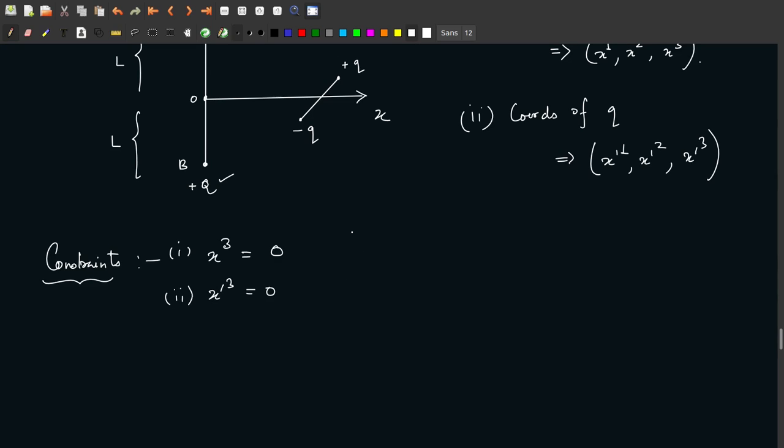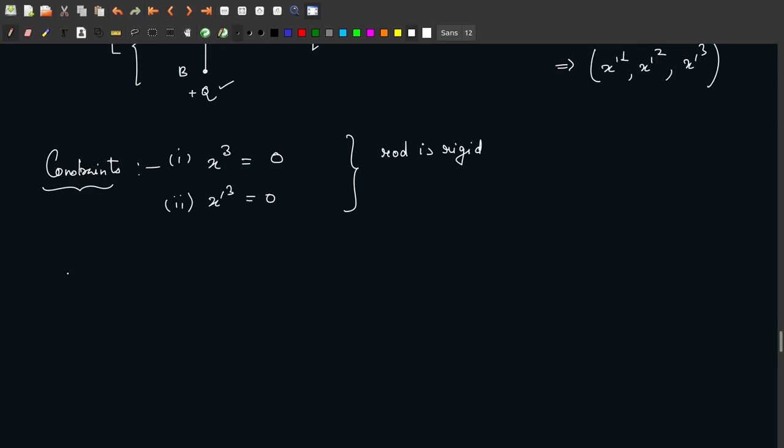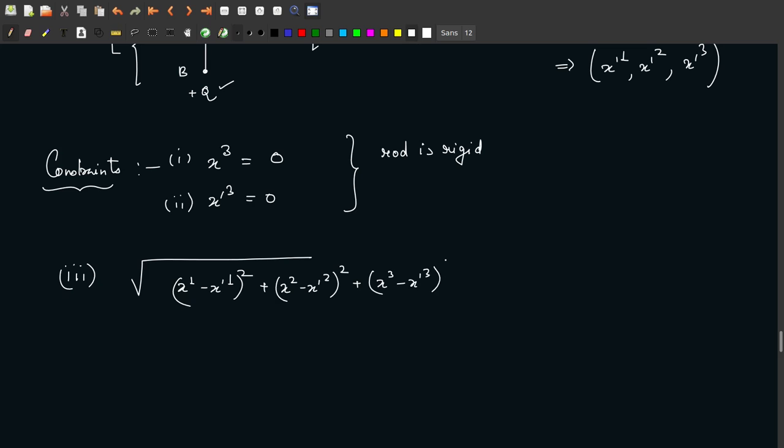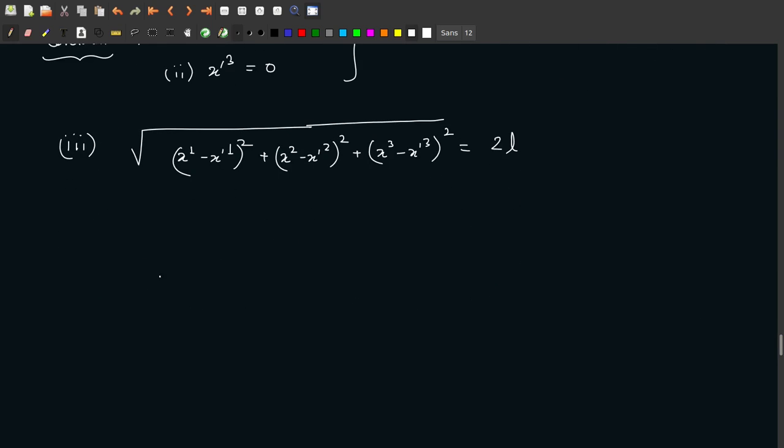Now the rod which connects the plus small q and minus small q is a rigid rod. What it means to be rigid is that the distance between the points plus q and minus q is fixed. So from that we can generate our third constraint, which is the square root of (x1 minus x prime 1) whole square plus (x2 minus x2 prime) whole square plus (x3 minus x prime 3) whole square equals the length 2L of the rigid rod. So this is the third constraint.